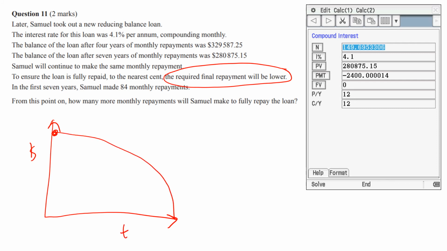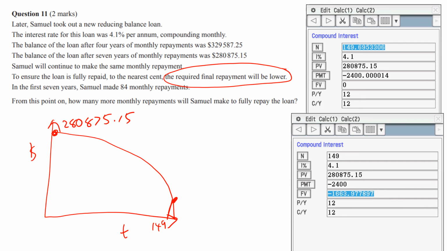Now we're imagining we're starting the loan at 280,875.15, and we saw that it took 149 time periods to get to a point. So we're going to go to, and then there's a little bit left over. So this is the 149th monthly period here. And we want to work out that value and then just do one step and then work out the payments. So this is the trick I do to do it. I think it's a bit more resilient.